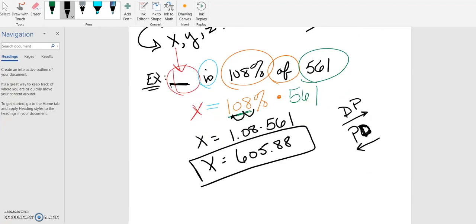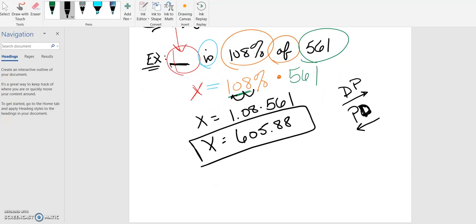So that tells me that 605.88 is 108% of 561. And that makes sense because I know that if I multiply by something greater than 100%, I'm going to get something larger. Okay, let's work another question real quick.